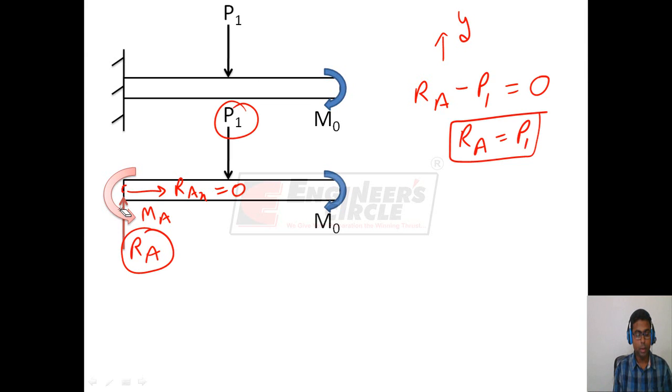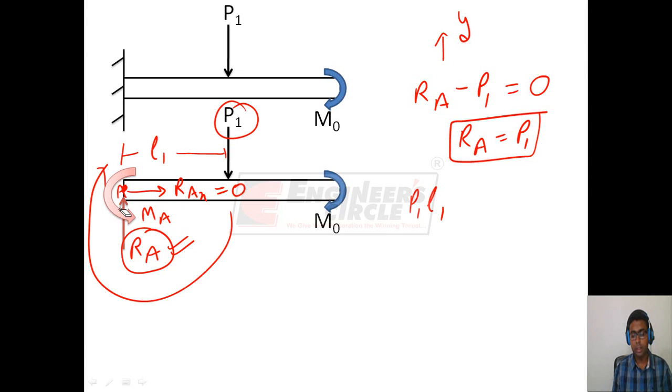Let us do moment balance about point A. At point A, the moment of RA is 0 because RA is passing through point A. The moment of P1 about A is P1 into L1. Now since this moment P1 into L1 is trying to rotate the beam in clockwise direction about point A, we will take this as negative, assuming that counterclockwise is positive.